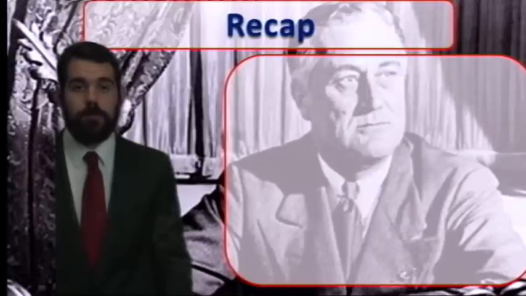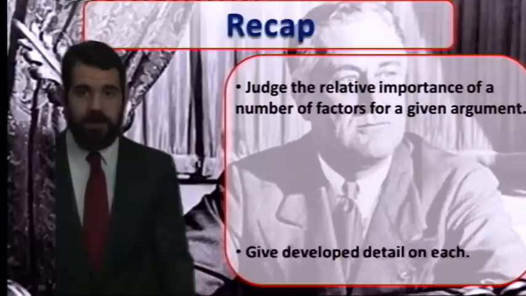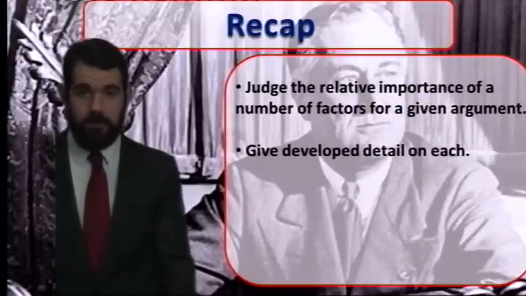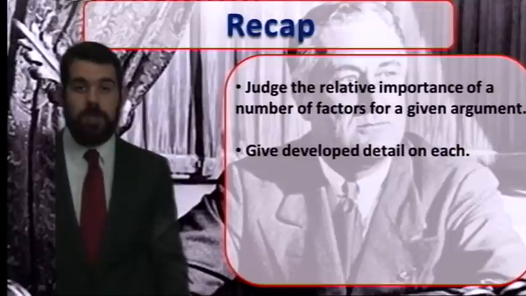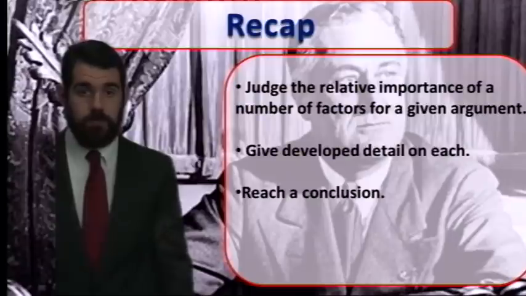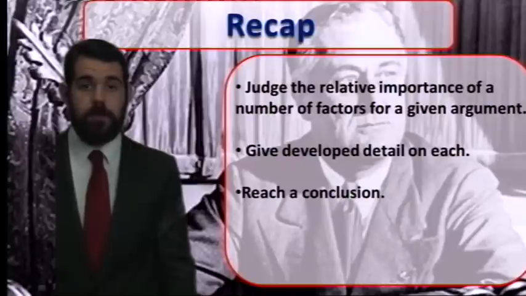So to recap on the 16 marker, judging relative importance of a number of factors, there must be developed detail on each. You can't just talk about importance, you do need to show you know what each of the things are and reach a conclusion directly engaging with the statement. Was the NRA the most important? No, it wasn't. I think this one was, or yes it was because of these reasons. So, relative importance, lots of detail, and make a conclusion. And that's how we approach 16 markers.